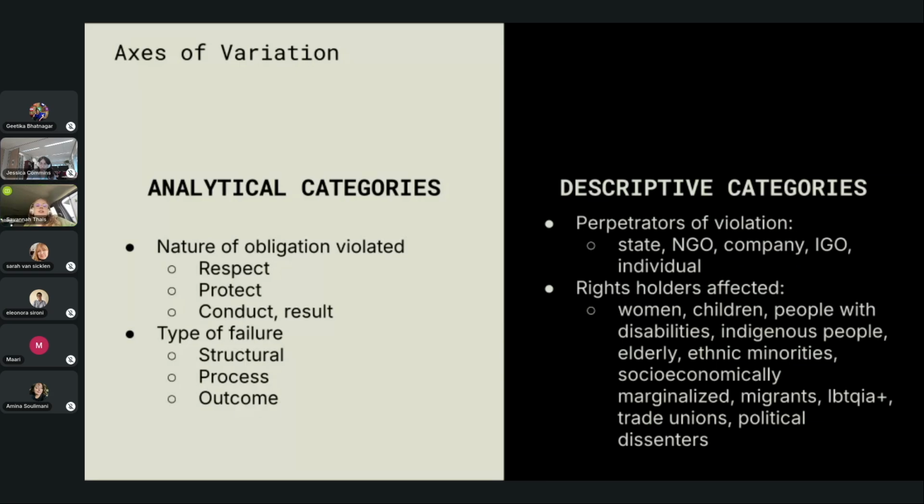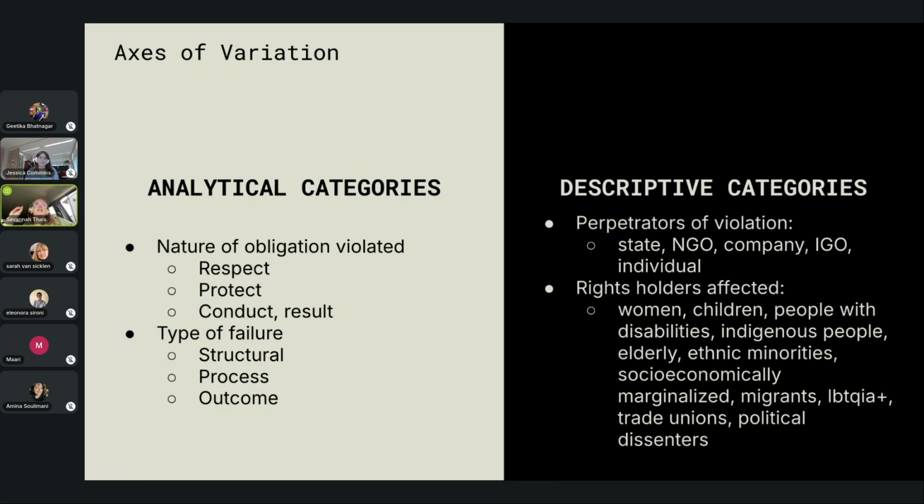So our analytic categories are the nature of obligation that is violated in a scenario. So if we describe a scenario about human rights, what kind of obligation is described in that scenario? And there are different types of obligations that are specified in human rights law. So states have the obligation to respect, protect, and then there are two kinds of outcome obligations: obligation of conduct and obligation to achieve a particular result. We also look at different types of failures.